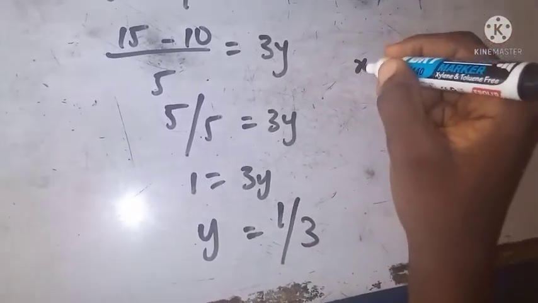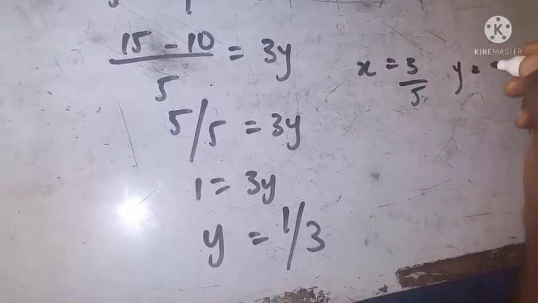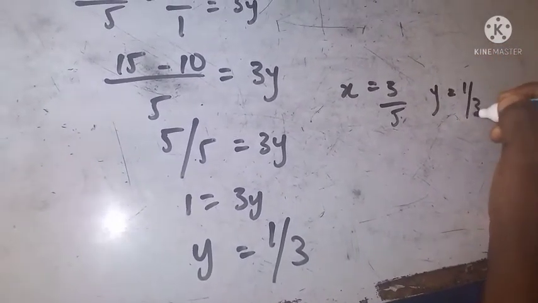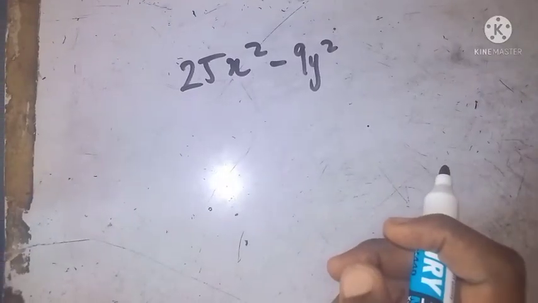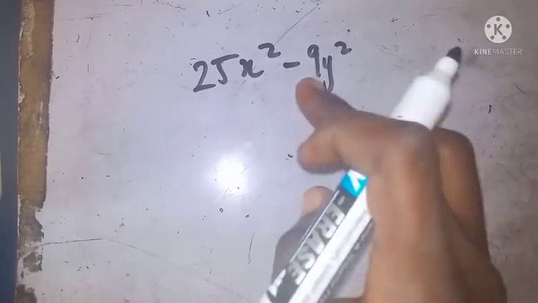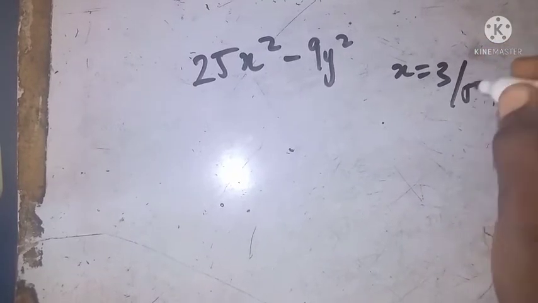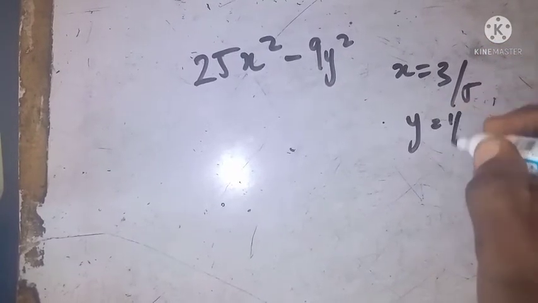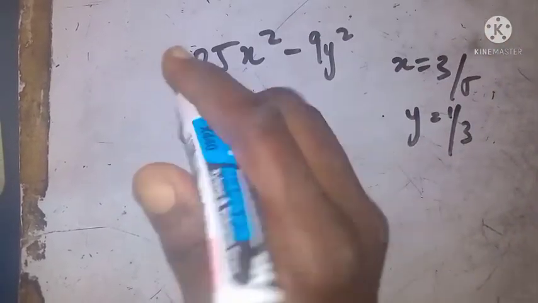So we have x to be what now? 3/5. We have y to be 1 over 3. Now, let's go to our main question. The question now says we should evaluate 25x squared minus 9y squared. Meanwhile, our x is 3 over 5 and our y is 1 over 3. So now you can input this into this place and get your answer.